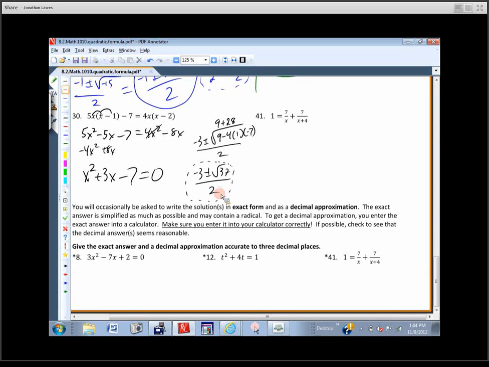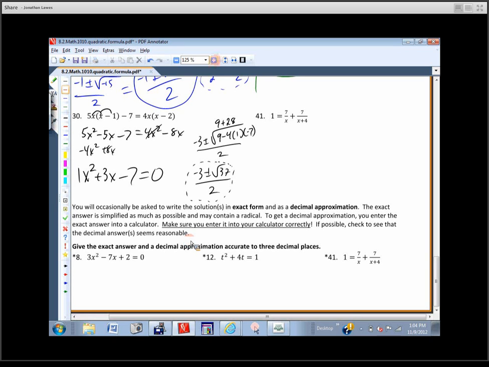What do you mean? Maybe it's just me. Don't you plug in the A? Yeah, what's A? A is 1. Bottom's 2A, 2 times A. Okay. Double whatever. Okay. Good?